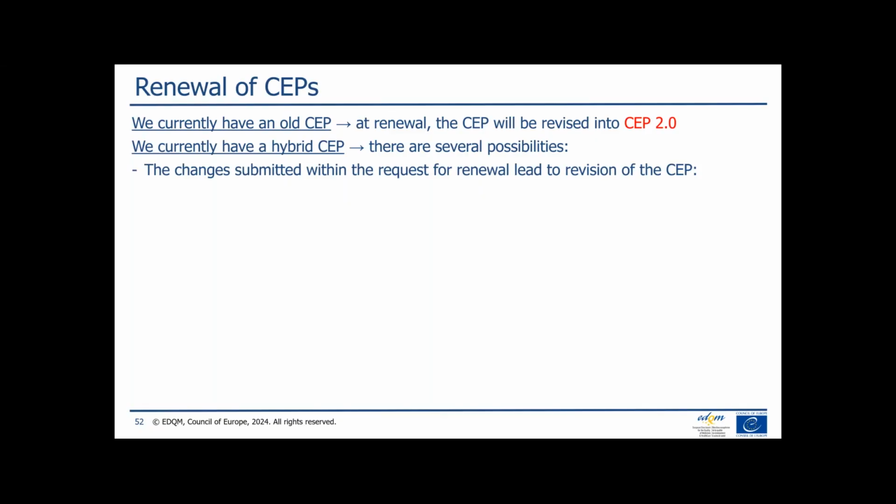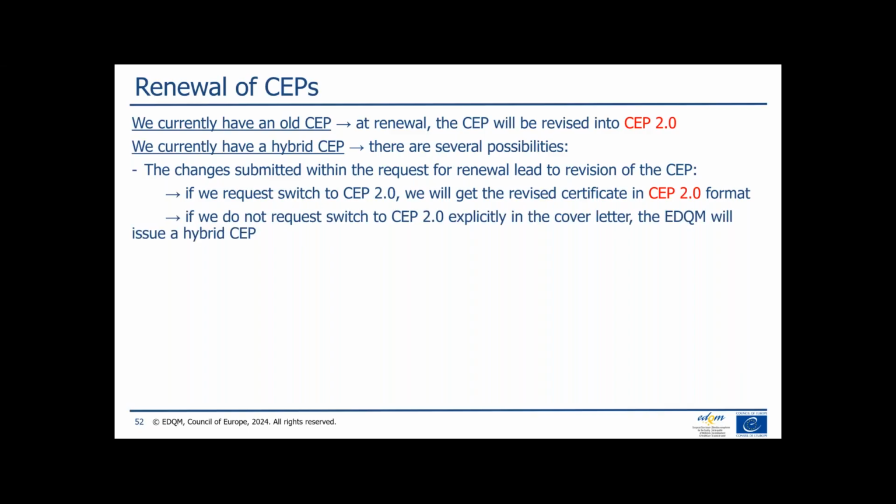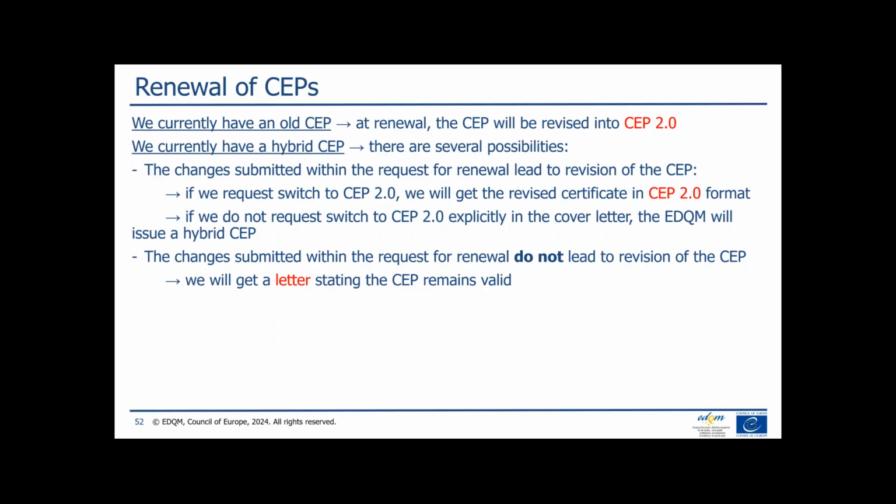If the changes submitted within the request for renewal lead to revision of the SEP, if switch to SEP 2.0 format is requested, the company gets SEP 2.0. If not requested, the company gets a hybrid SEP. If there are no changes, if the changes submitted within the request for renewal do not lead to revision of the SEP, then a letter stating that the SEP remains valid is sent by EDQM.